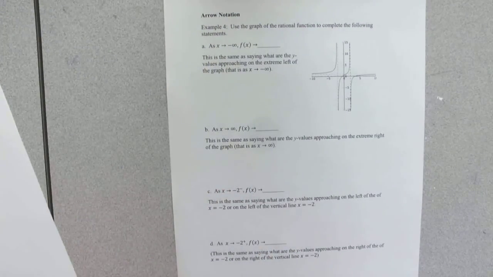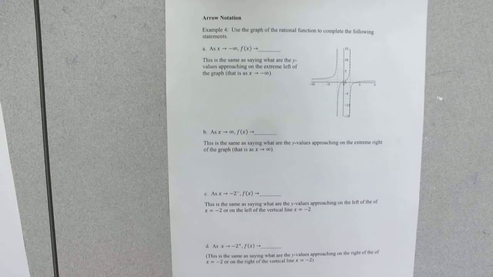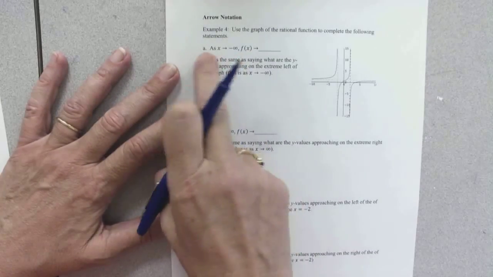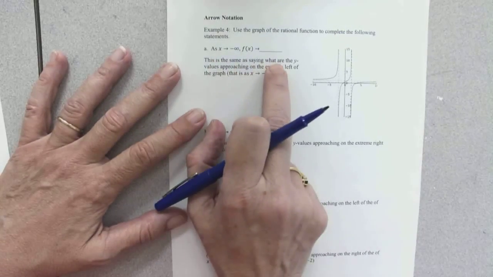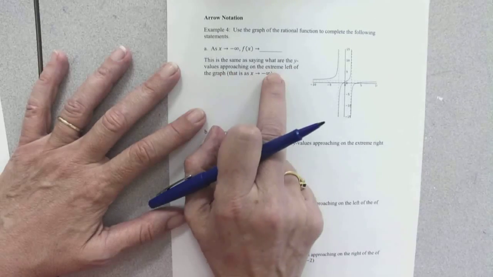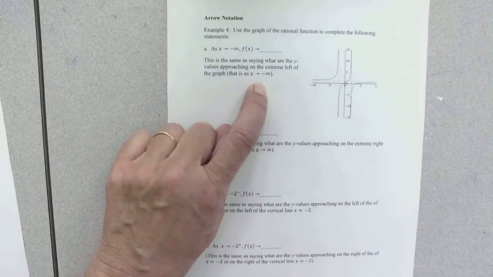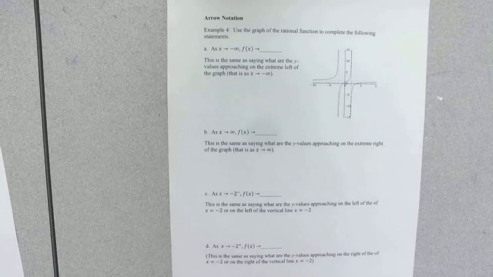For those of you that might end up in some sort of calculus, whether you're an engineering major or science major or computer science and have to take regular calculus, or you're a business major and have to take survey of calculus, you're going to see this arrow notation stuff. So when I look at this first one, this is the same as saying, what are the y values approaching on the extreme left? When it says x approaches -infinity, that's saying look at the extreme left side of the graph.